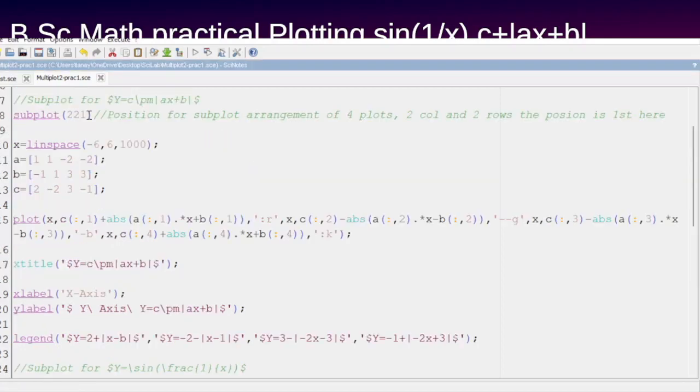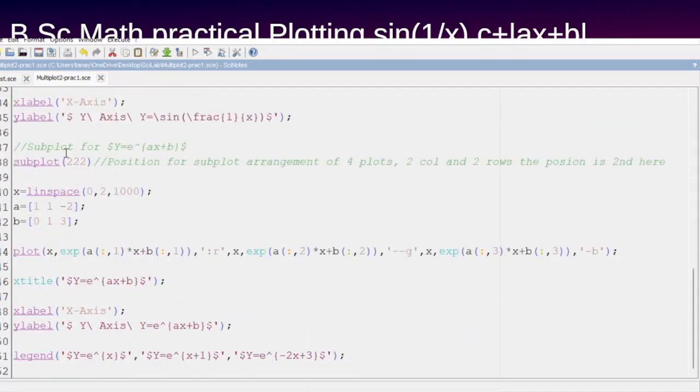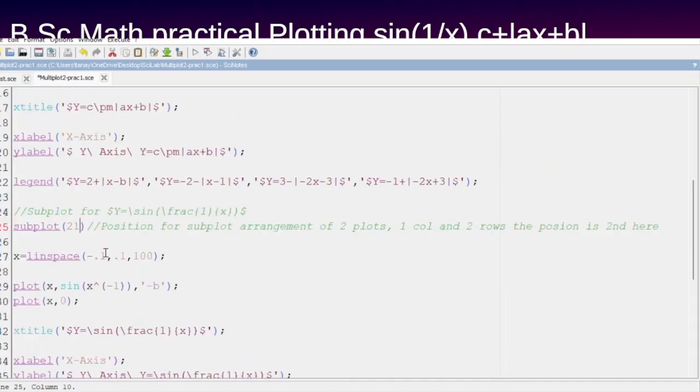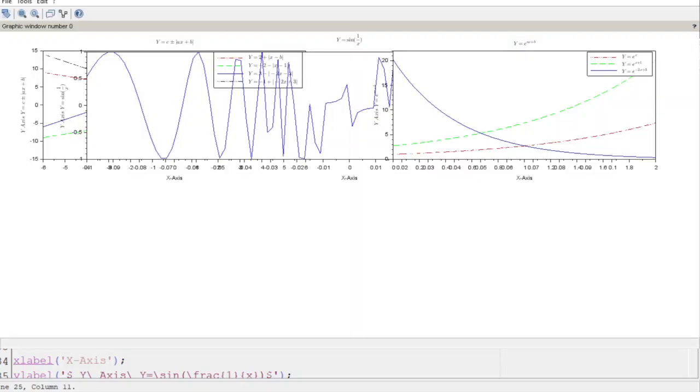Okay, I will show you one thing. This is 2 1 1 and this one is given the address 2 2 2. Now what will happen here if I give 2 1 1? So it is like 2 rows, 1 column and the first position. If I do it, you will see that immediately the graph will be overplotted. One graph is here, another graph is here, and this plot is over this.